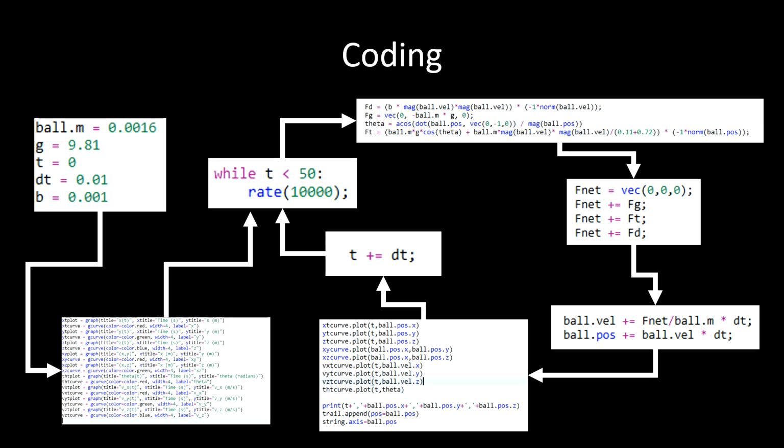So for coding, we brought those initial velocity and position in with our other constants, and then I set up all the graphs. Then we start our loop up to 50 seconds, and we apply our forces as we saw earlier: F drag, F gravity, and F tension. We add all those up for F net, then we use velocity update and position update formulas to move the ball around, and then we display all of these changes on all our graphs on our display, and then we increment our amount of time by dt.